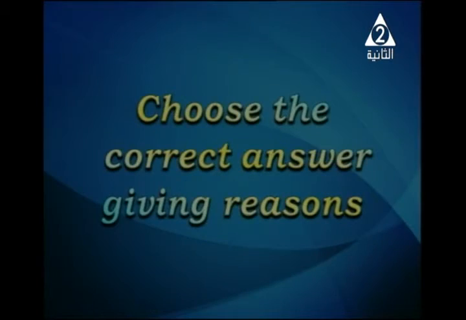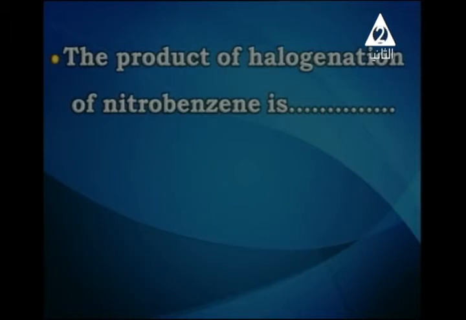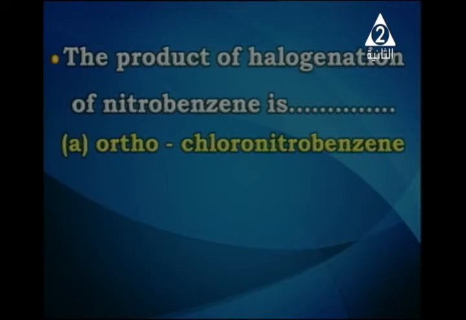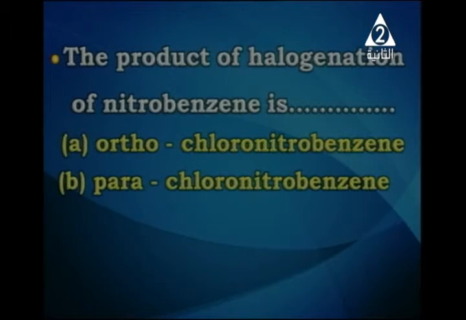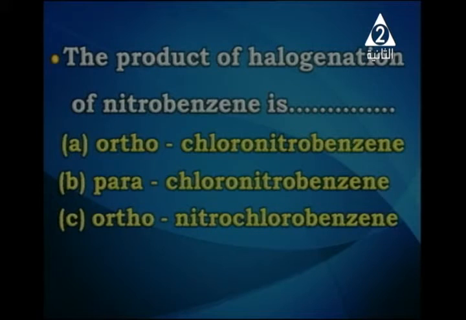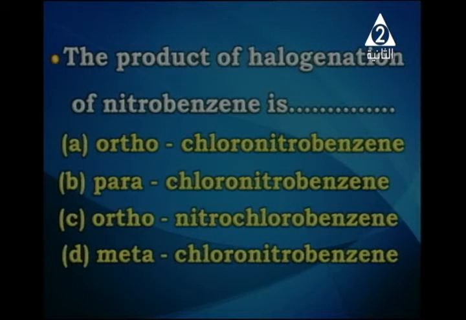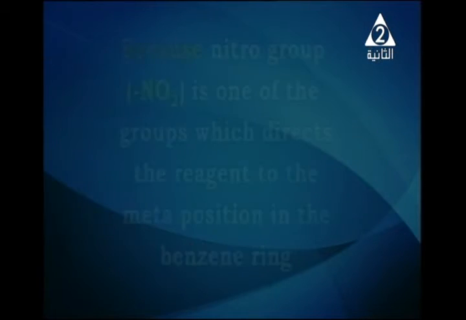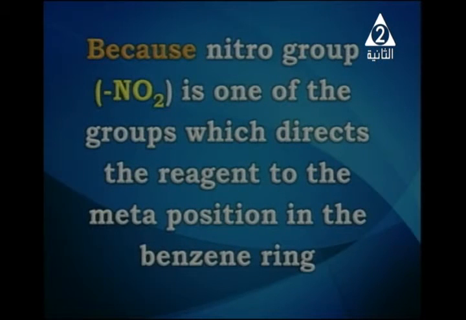Choose the correct answer giving reason. The product of halogenation of nitrobenzene is orthochloronitrobenzene, parachloronitrobenzene, orthonitrochlorobenzene, metachloronitrobenzene. If you think about the answer, yes, it will be metachloronitrobenzene, as the nitro group is a meta-directing group. So this is the reason for that. The nitro group is one of the groups which directs the reagent to the meta position in the benzene ring.